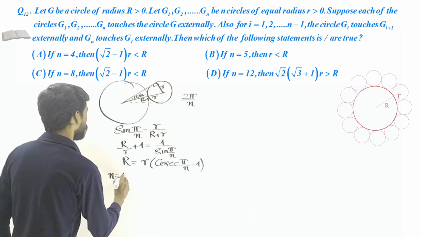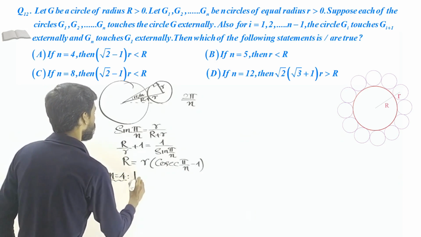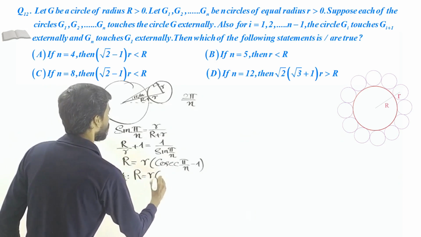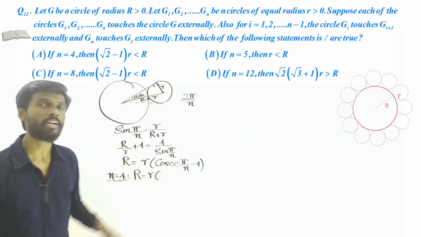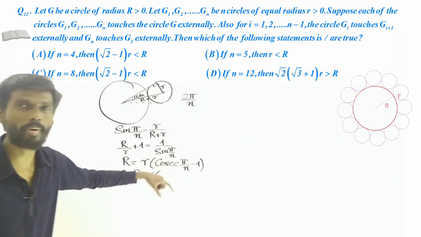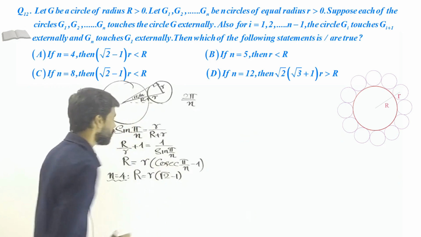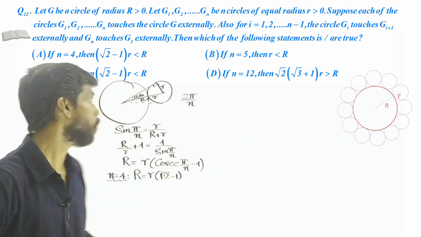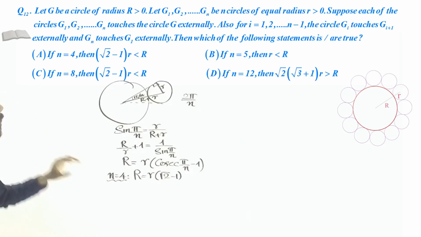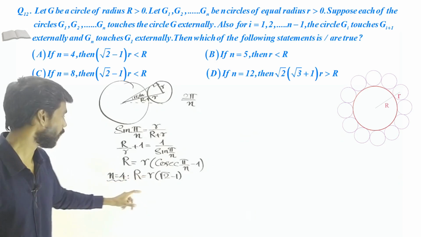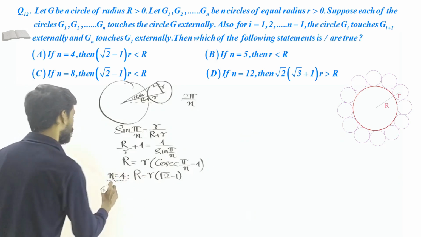Now if n is 4, then what is capital R? So that is small r multiplied by cosecant pi by n minus 1. But n is 4, so pi by 4, right? Cosecant 45 is root 2. So root 2 minus 1, which means capital R is small r multiplied by root 2 minus 1. But what is given here is that capital R is greater than that. Okay, that is not true, so the first option is not true. So now let us calculate the next one.